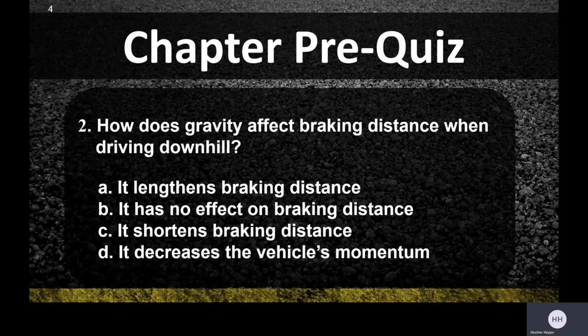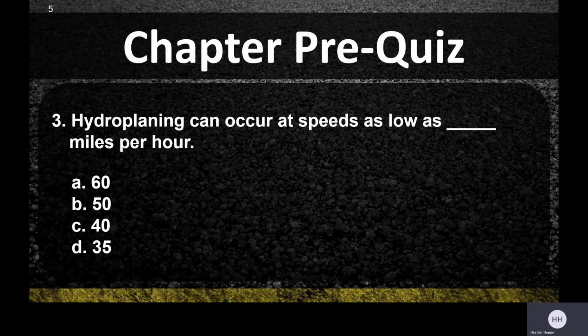Number 2: How does gravity affect braking distance when driving downhill? A, it lengthens braking distance. B, it has no effect on braking distance. C, it shortens braking distance. Or D, it decreases the vehicle's momentum. Question number 3: Hydroplaning can occur at speeds as low as blank miles per hour. A, 60, B, 50, C, 40, or D, 35.